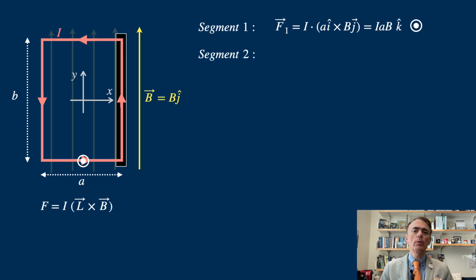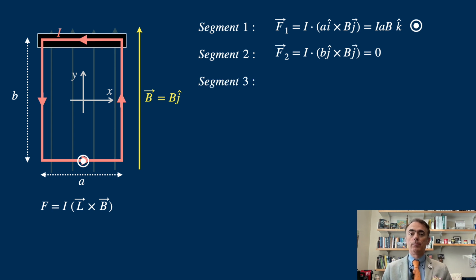Segment 2 is along the y-axis from minus b over 2 to plus b over 2. The length is b directed along the j hat with current I. The force on this segment is 0. Since the L vector and B vector are parallel, the force on this segment is 0.